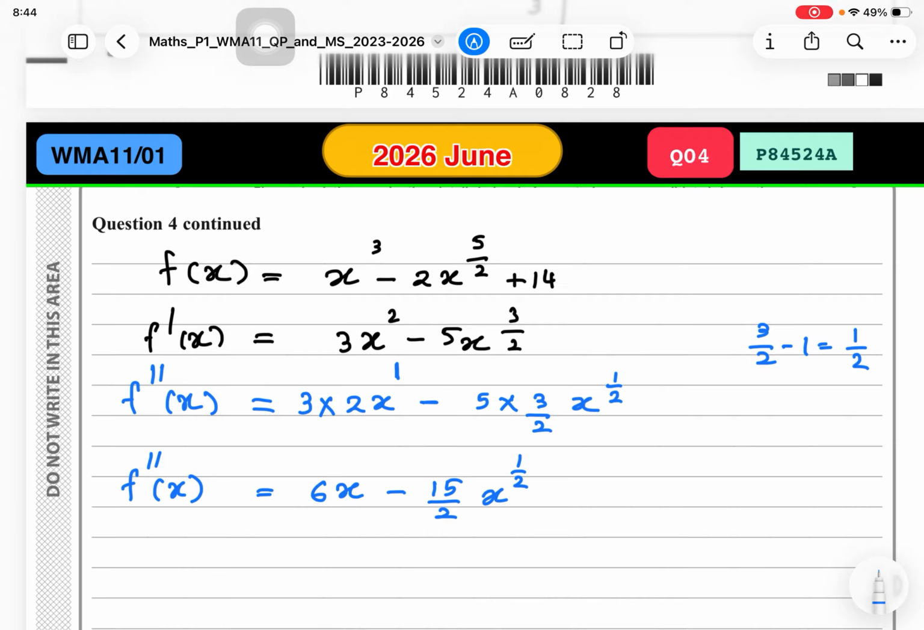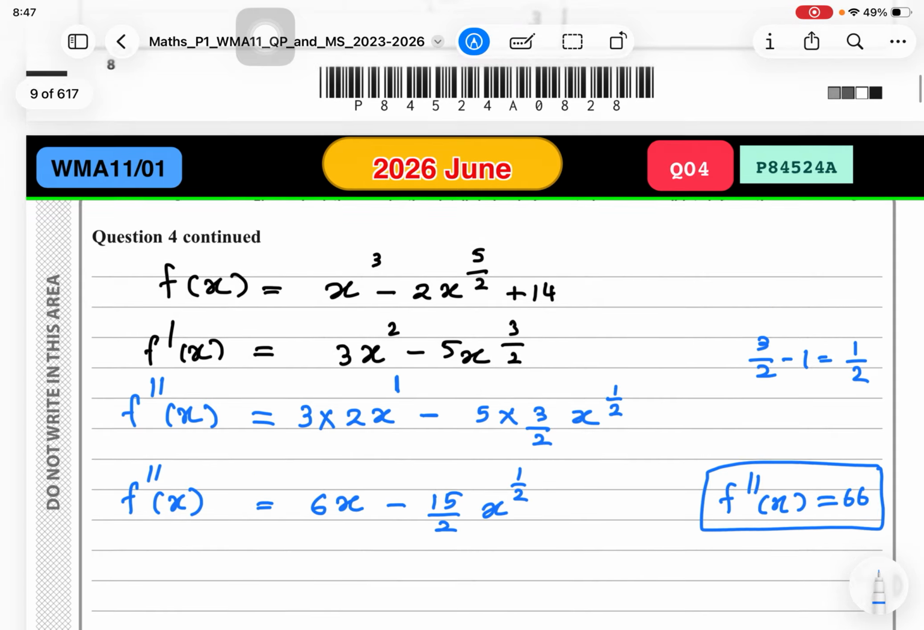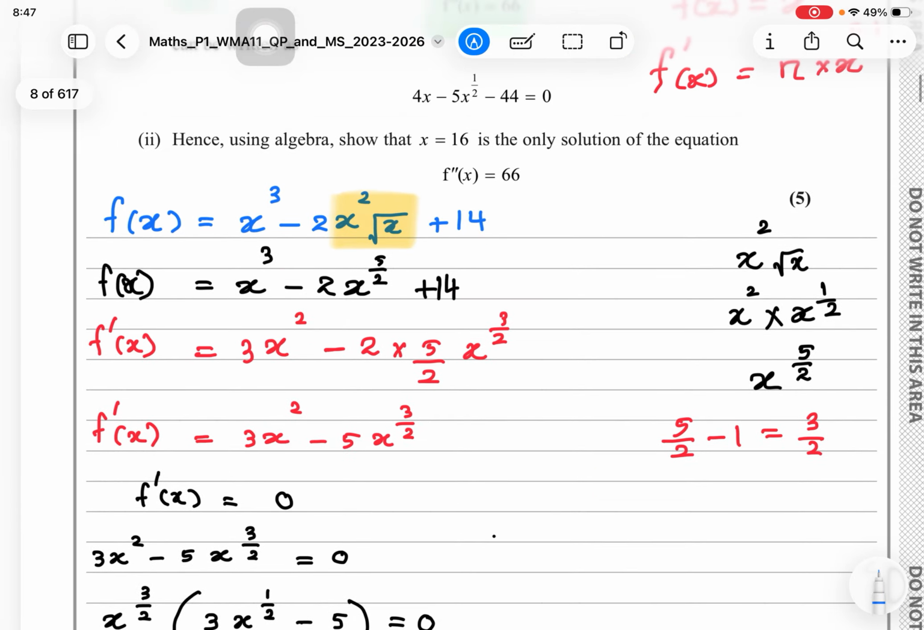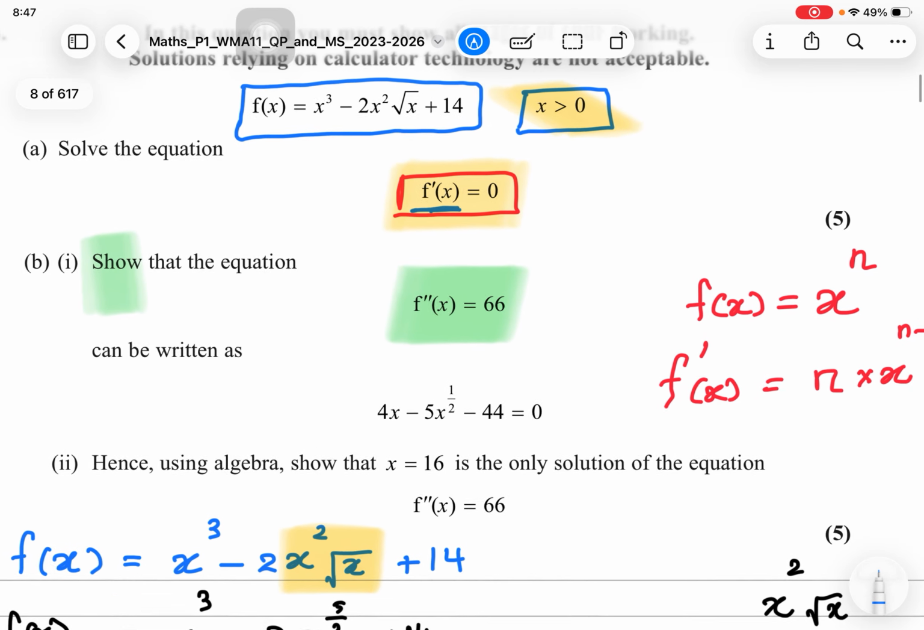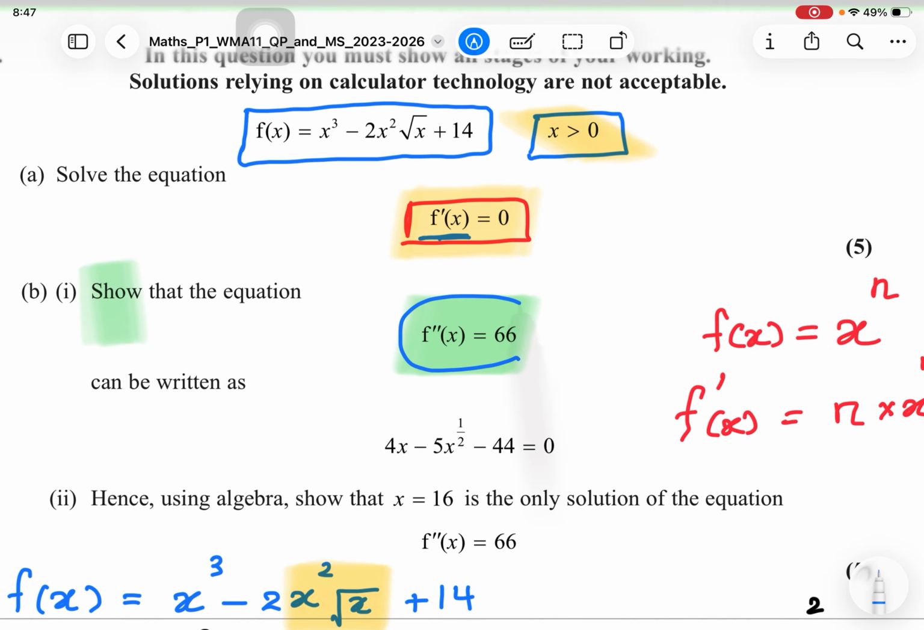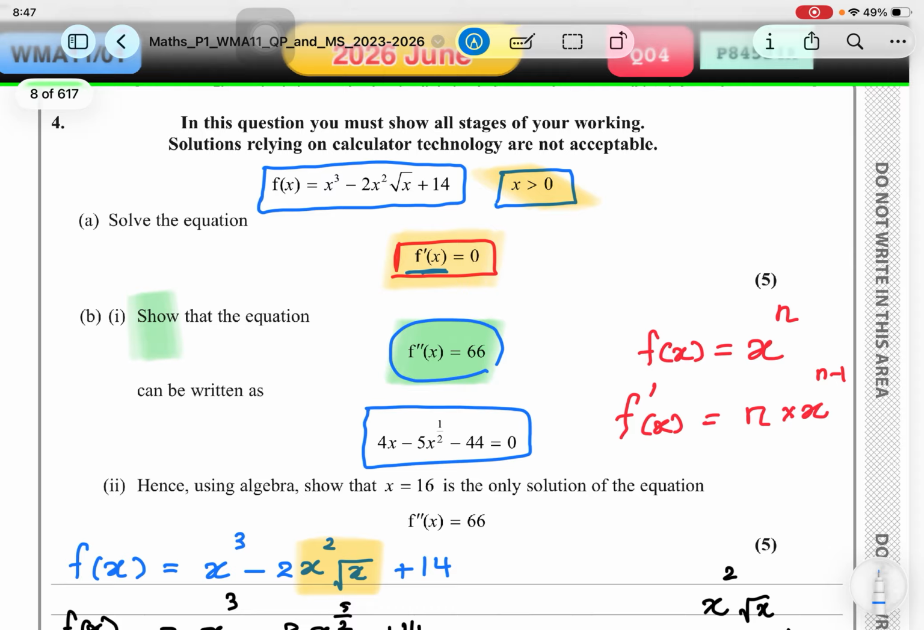Now we have this answer, and they're asking that we show it is 66. So f''(x) should be equal to 66. Let's equate it and see what value we get. Once we get f''(x), let's go back to the question and see what it says. This particular equation can be written in this form. Okay, let's equate and see whether we have that point there or not.